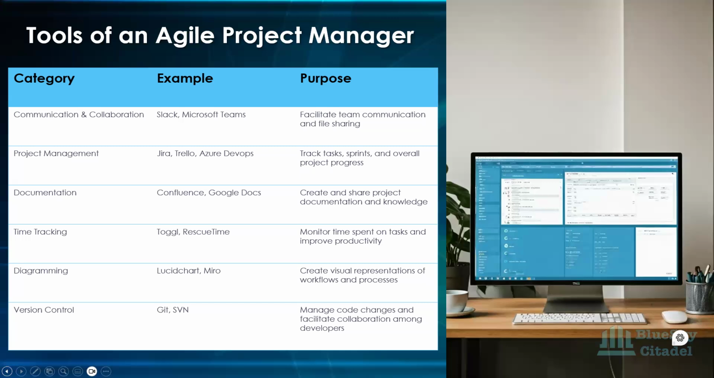For diagramming, you've got Lucidchart and Miro. Visual representations are very good, especially if your project is quite technical and you have non-technical stakeholders who don't understand all the jargon. You can use diagrams to visually represent that, to show your workflows and your processes. And in terms of version control, you've got Git, for you to manage your code changes and facilitate collaboration amongst the developers.